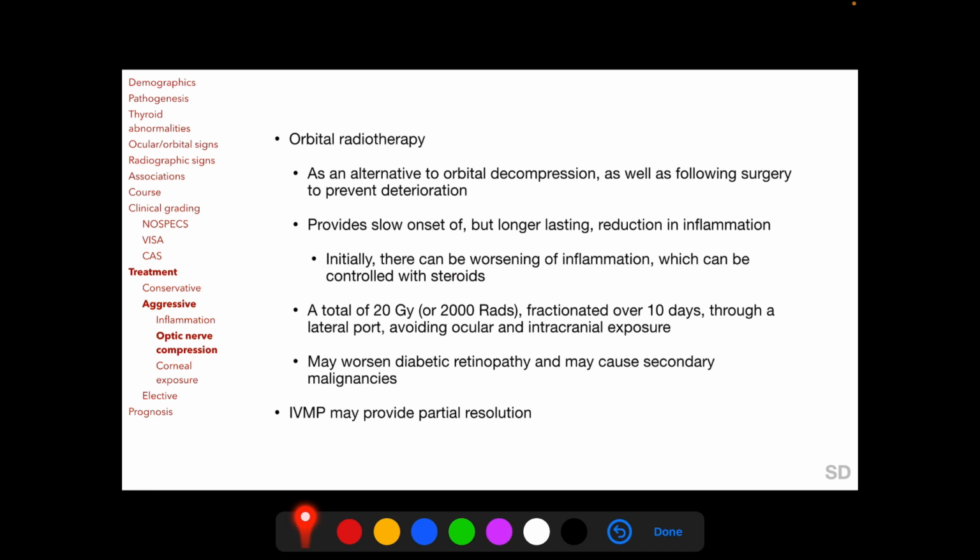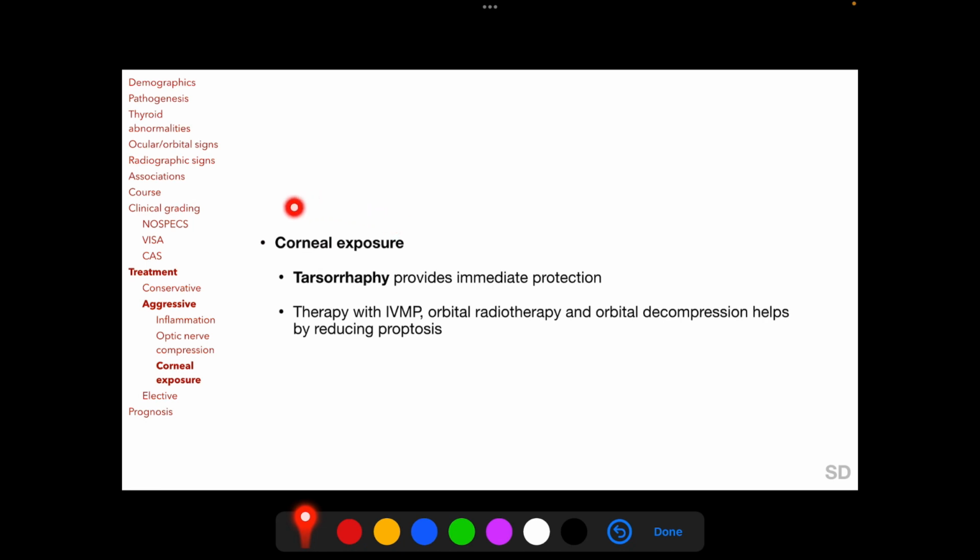Usually a total of 20 gray or 2000 rads are fractionated over 10 days through a lateral port, avoiding ocular and intracranial exposure. However, orbital radiotherapy may worsen diabetic retinopathy and may cause secondary malignancies. Pulse steroid therapy may provide partial resolution for compressive optic neuropathy and can buy time for orbital decompression surgery and orbital radiotherapy. Corneal exposure is another medical emergency of thyroid eye disease, and tarsorrhaphy should be done immediately to provide protection to the exposed cornea.